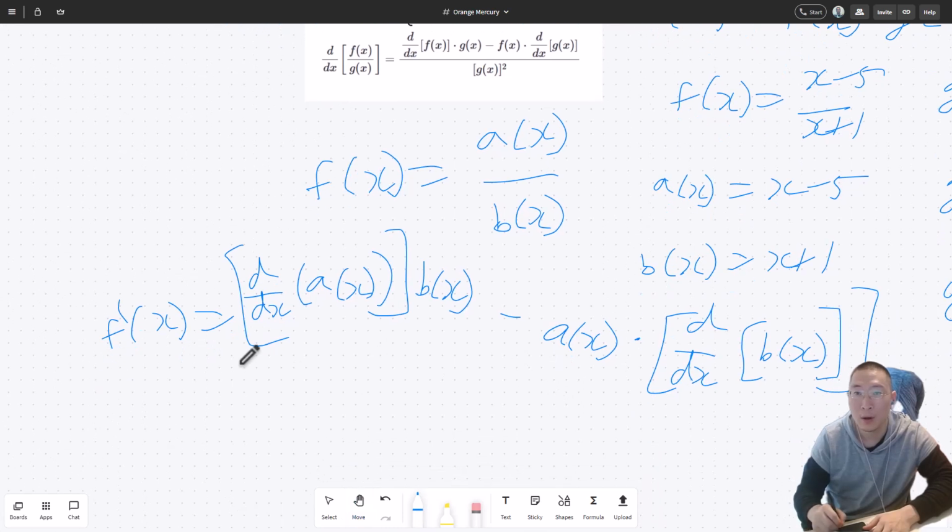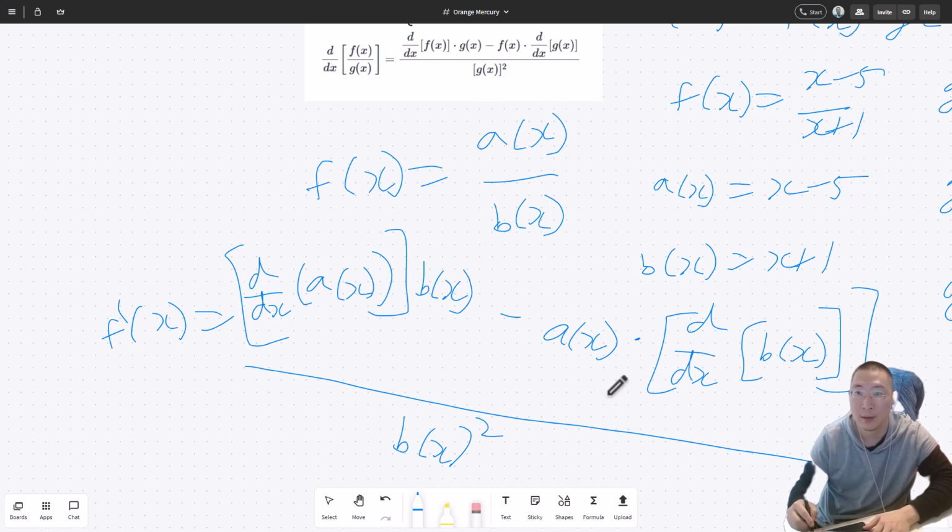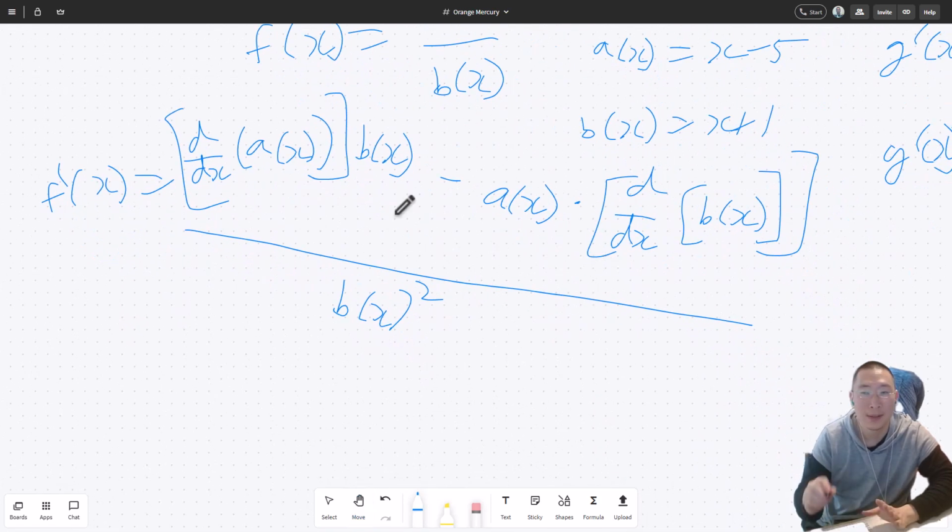And then we have all of that over b of x squared, right? g of x squared over b of x squared. Now we just have to plug it in. I know it's getting kind of messy. I apologize, but hopefully this makes sense.